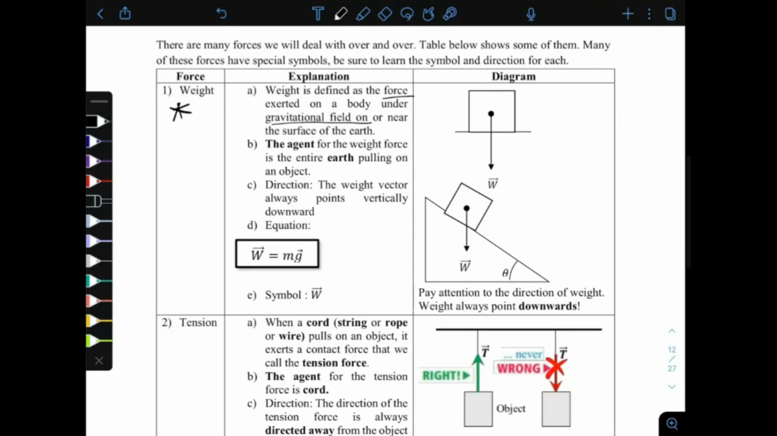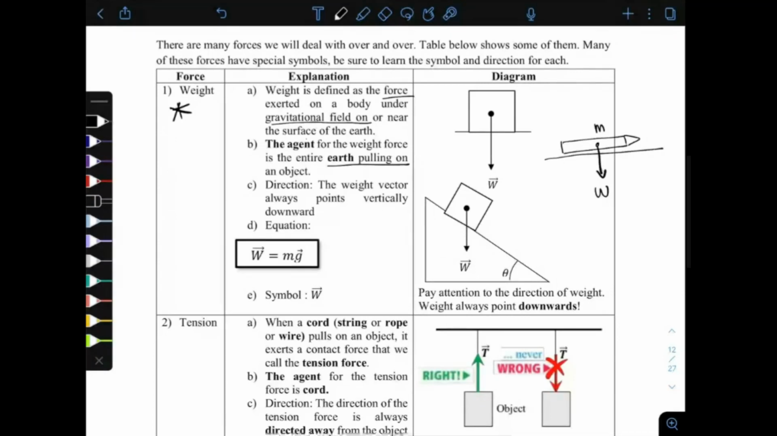Let's say you have your pencil located on your table dekat sini. So this pencil ada mass dia, therefore dia akan experience weight due to gravitational field exerted on that particular body. So dia akan ada weight. The agent for weight force is the entire earth pulling on an object.